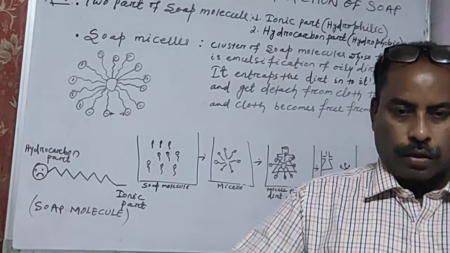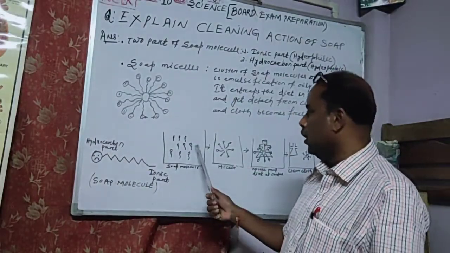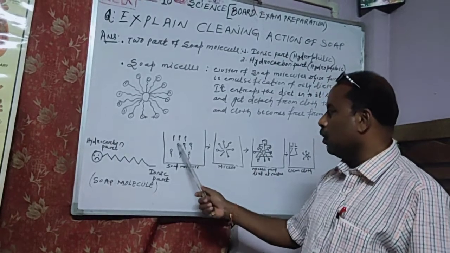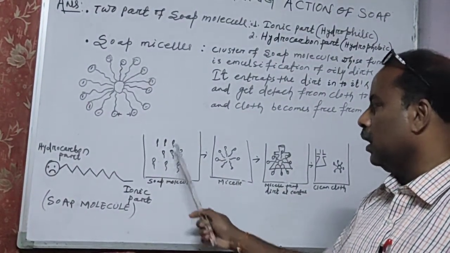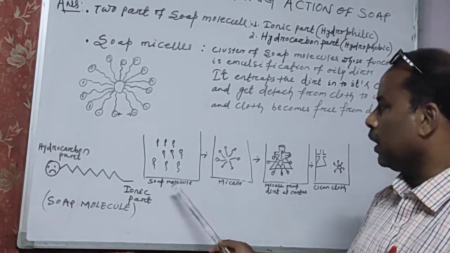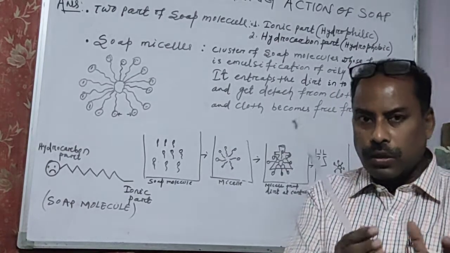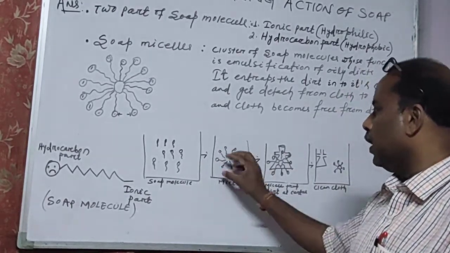When a dirty cloth is dipped into the soap solution, when we put the soap, soap micelles are formed like this. You see, these are the soap molecules in the water. Now, next what happens? These soap molecules make clusters. I have told you here. The soap molecules will make a group.